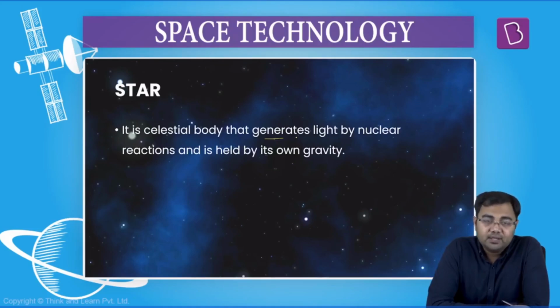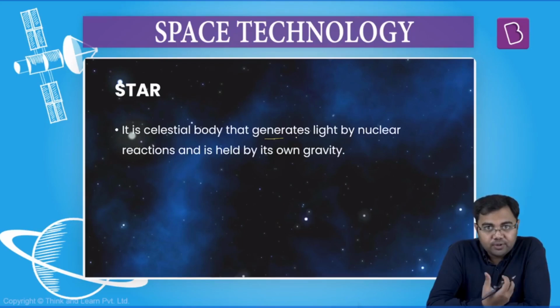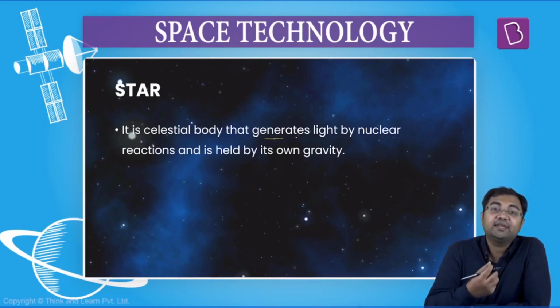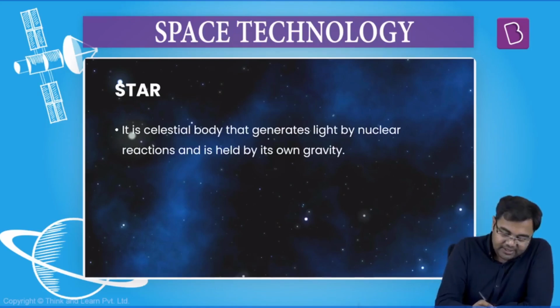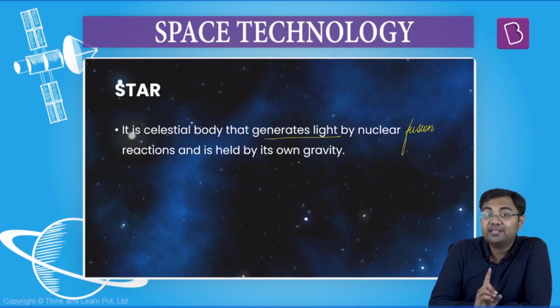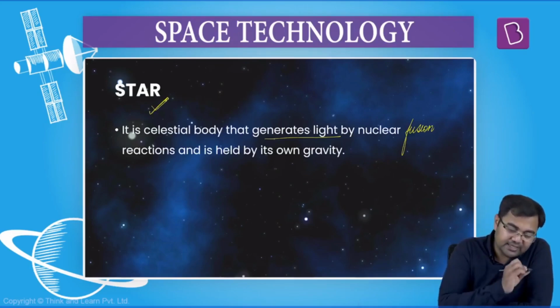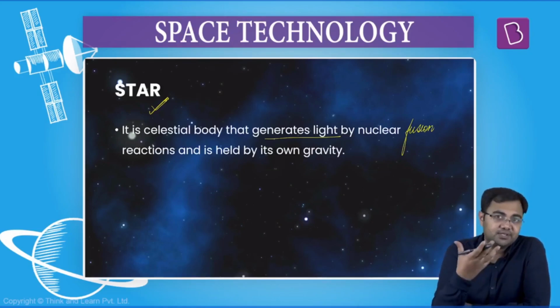When we talk about a star, it is a kind of round shaped body, which has a lot of energy at its core. There are nuclear reactions going on at the core, and because of these nuclear reactions, they are able to produce their own heat and light. So, a celestial body that generates light by nuclear reactions, or we can also write nuclear fusion reactions, and is held by its own gravity can be called a star. So the best example is our sun. Our sun is a star.